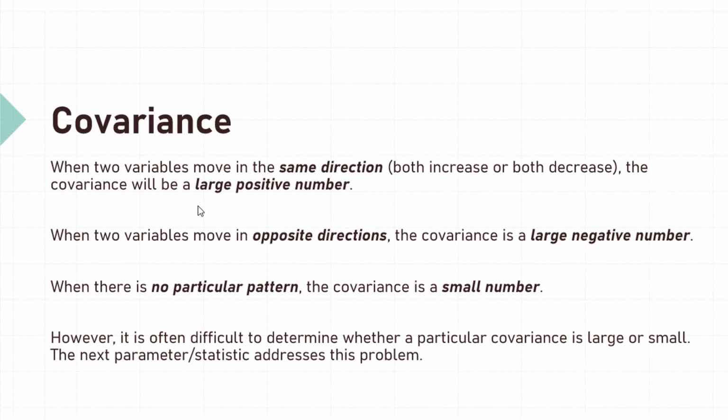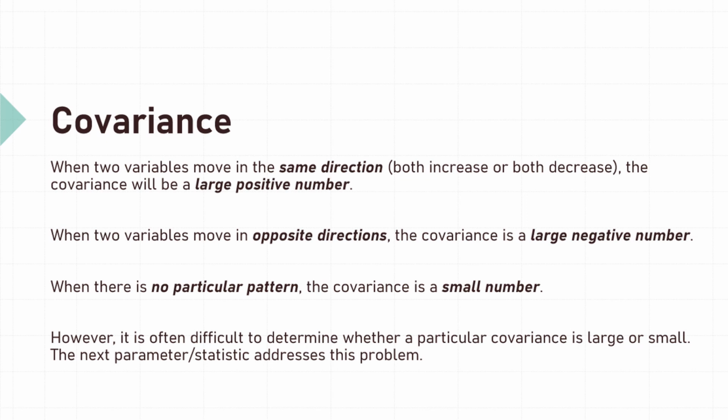So when two variables move in the same direction, both increase or both decrease, the covariance will be a large positive number. When two variables move in opposite directions, the covariance is a large negative number. And when there is no particular pattern, the covariance is a small number. However, it is often difficult to determine whether a particular covariance is large or small, which value should be considered small or which value should be considered large.